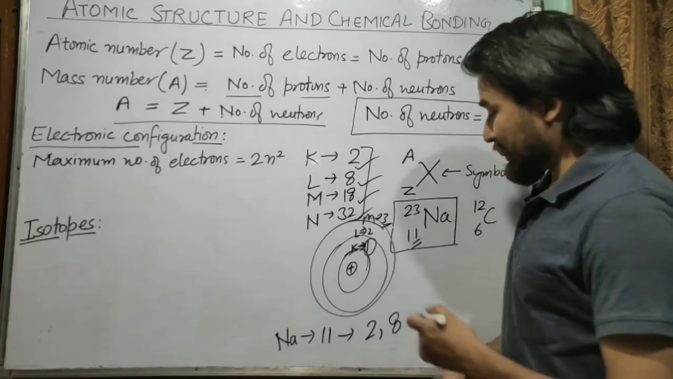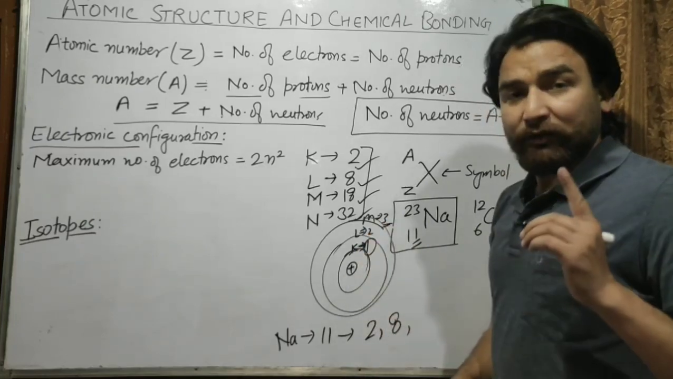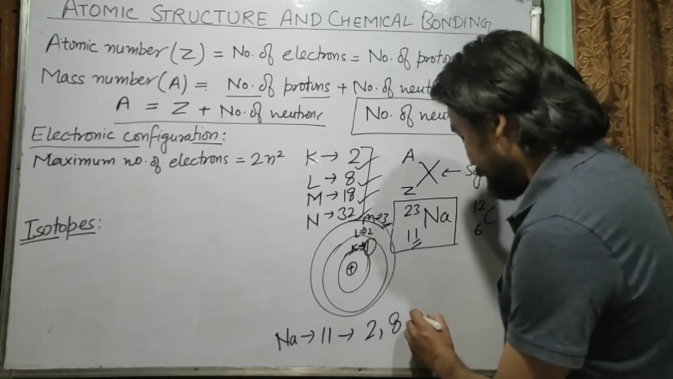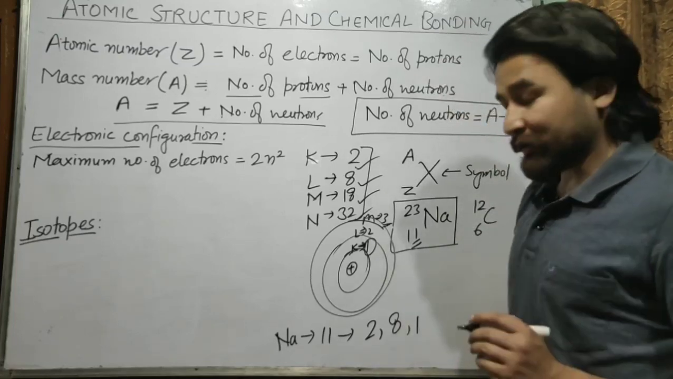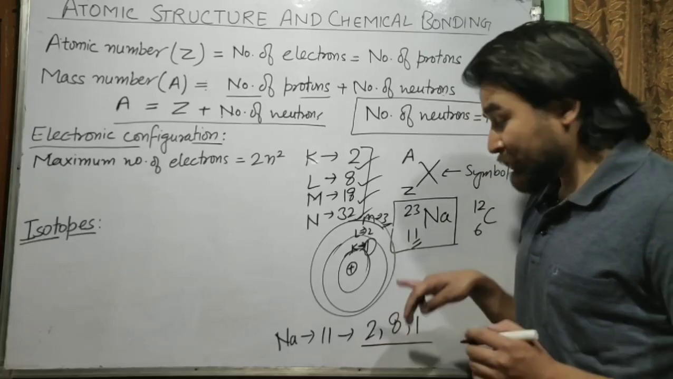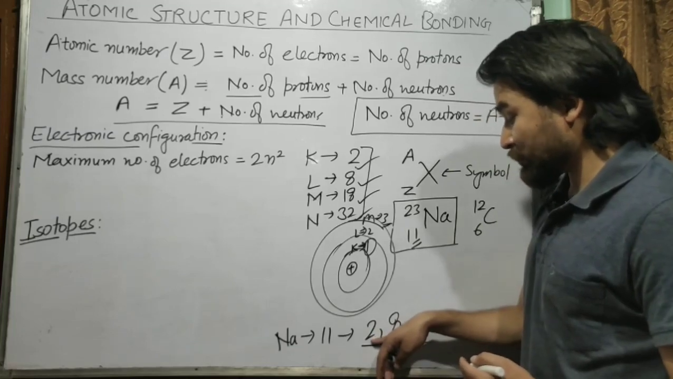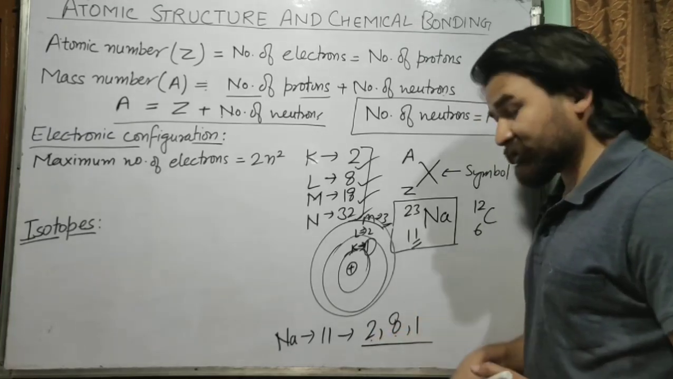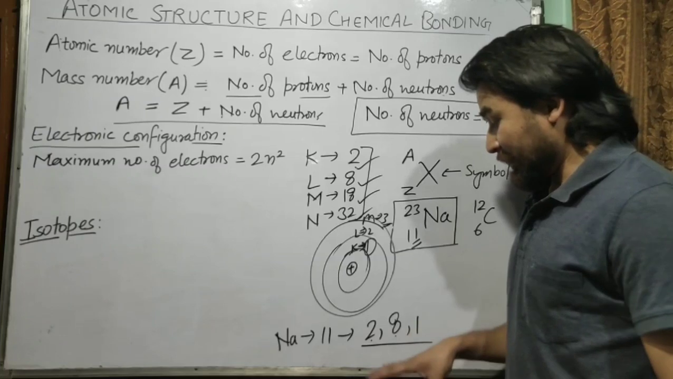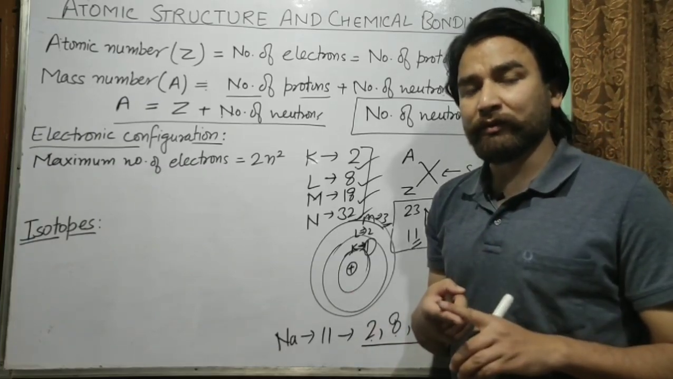So 10 electrons are filled in the first and second shells together, and now only 1 electron is remaining. So the third shell will have 1 electron. So if it is written 2, 8, 1, that is the electronic configuration of sodium. It means the first shell has 2 electrons, the second has 8 electrons, and the third has 1 electron.